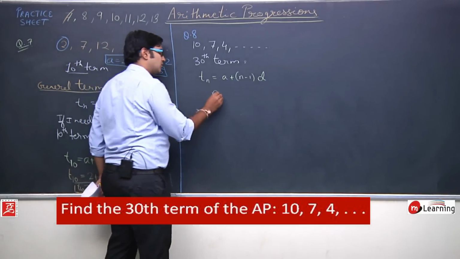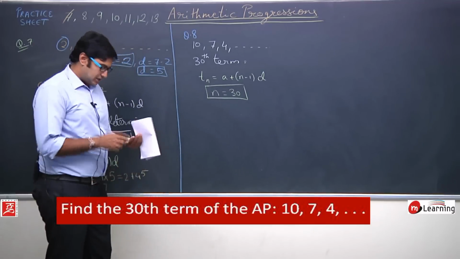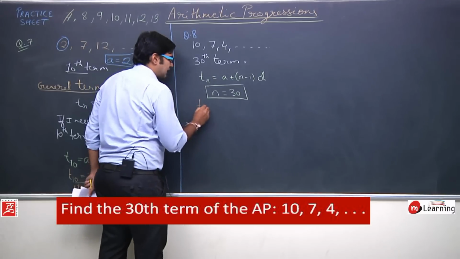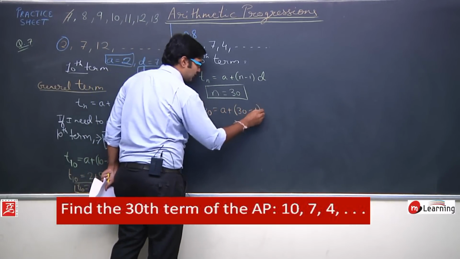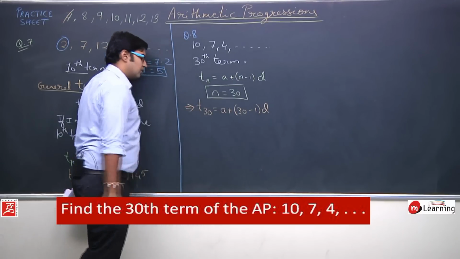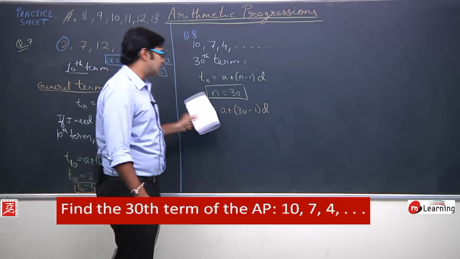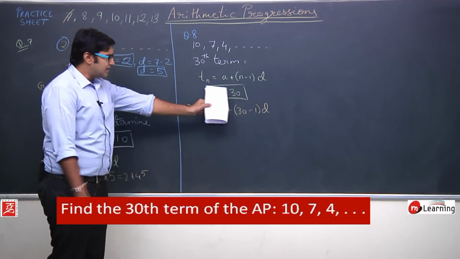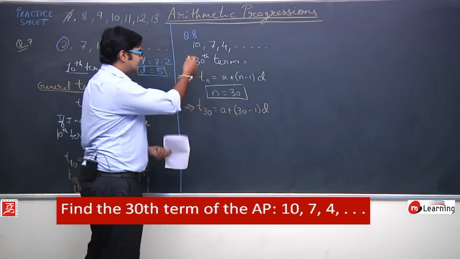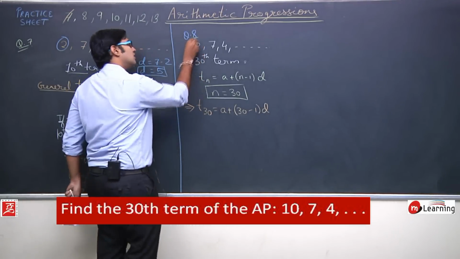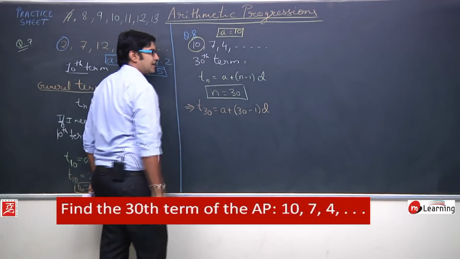It means I will substitute n is equal to 30. So if n is 30, T30 will be equal to a plus (30 minus 1) into d. This is the 30th term. Now n is 30, but I want a and d also to determine the 30th term. So what is a in this arrangement? This 10 is equal to a. So we have the value of a is equal to 10.